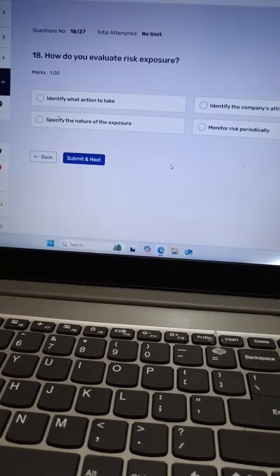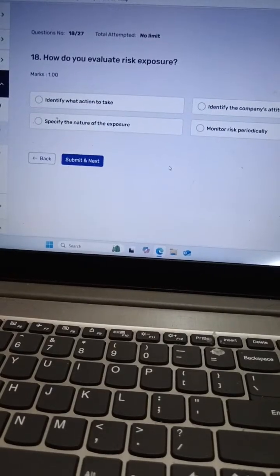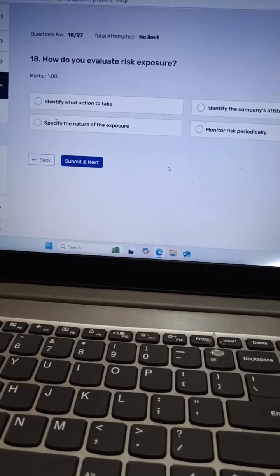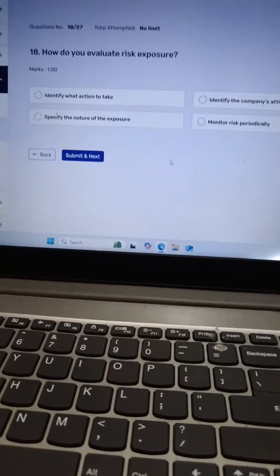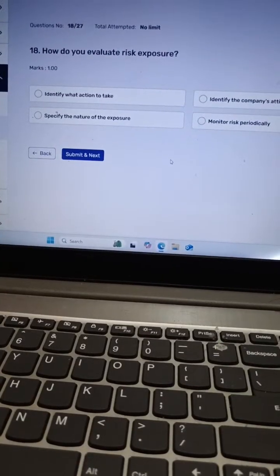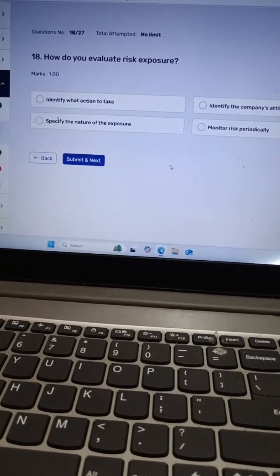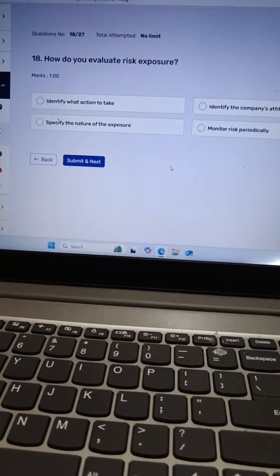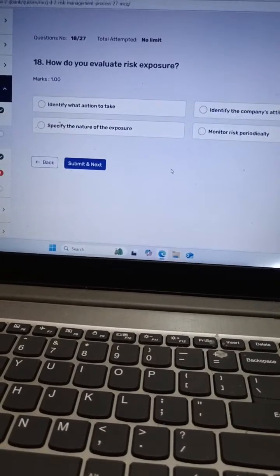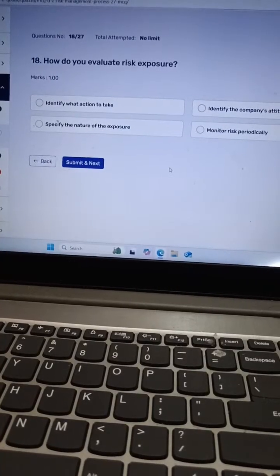And now we are in question number 18. How do you evaluate the risk exposure? To evaluate the risk exposure, identify what action can be taken, identify the company's risk exposure. Evaluate risk exposure, evaluation, risk evaluation, right? Mitigate risks periodically: this is not risk exposure, not mitigate. Evaluate the risk exposure. Evaluation.